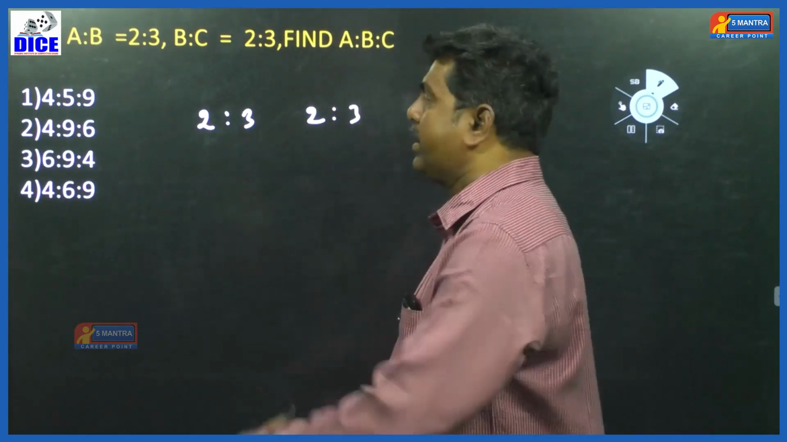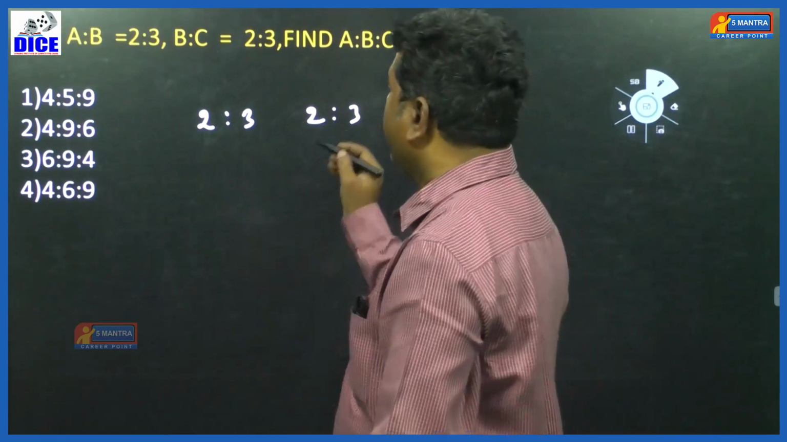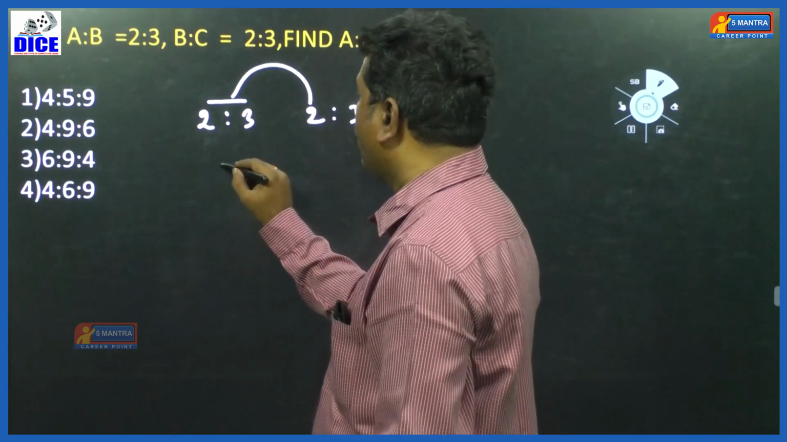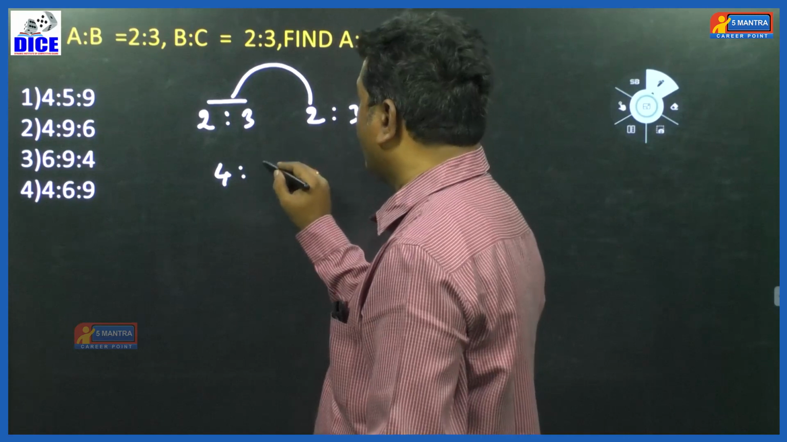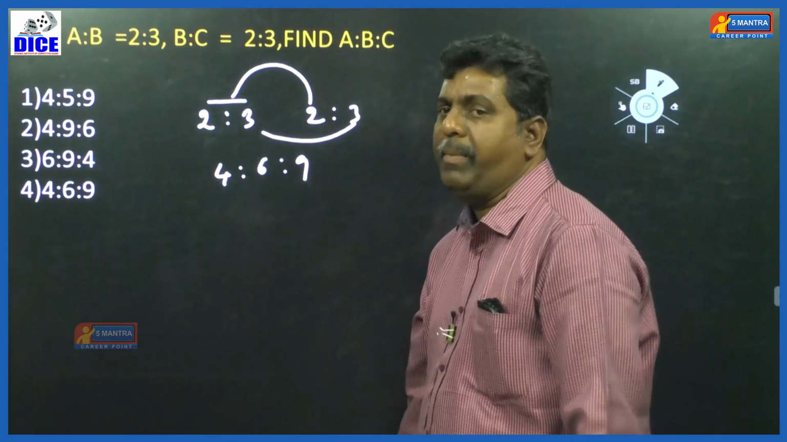So these are two. This is the first ratio, first term, second term, first ratio, second term. So how to do the shortcut is, in the second ratio, take the first term and multiply these two terms. 2 into 2, 4. 3 into 2, 6. Last term, 3 into 3, 9. This is also another method.